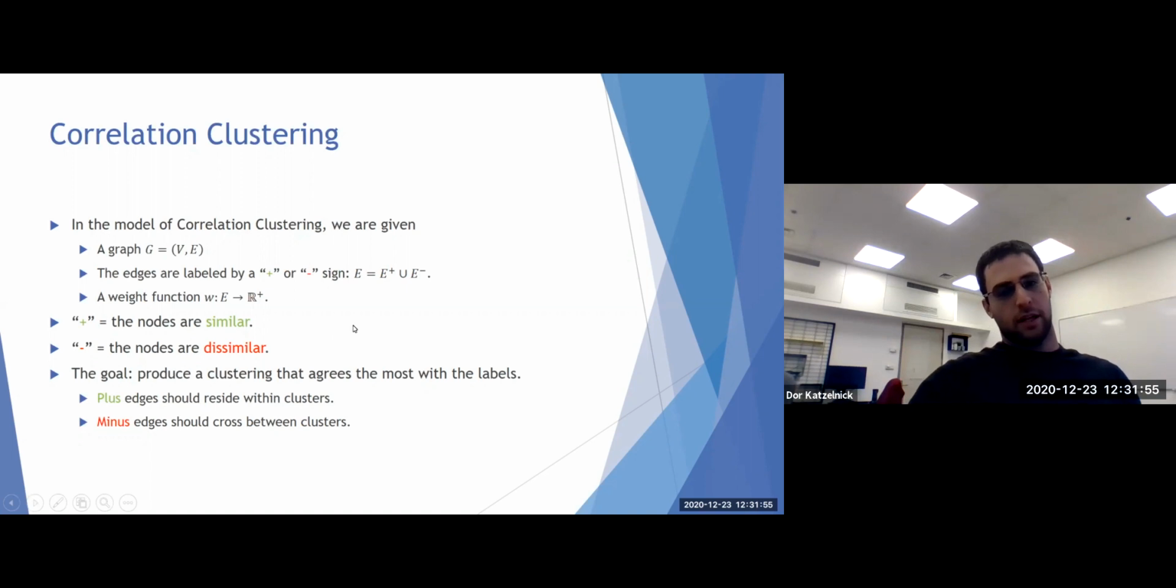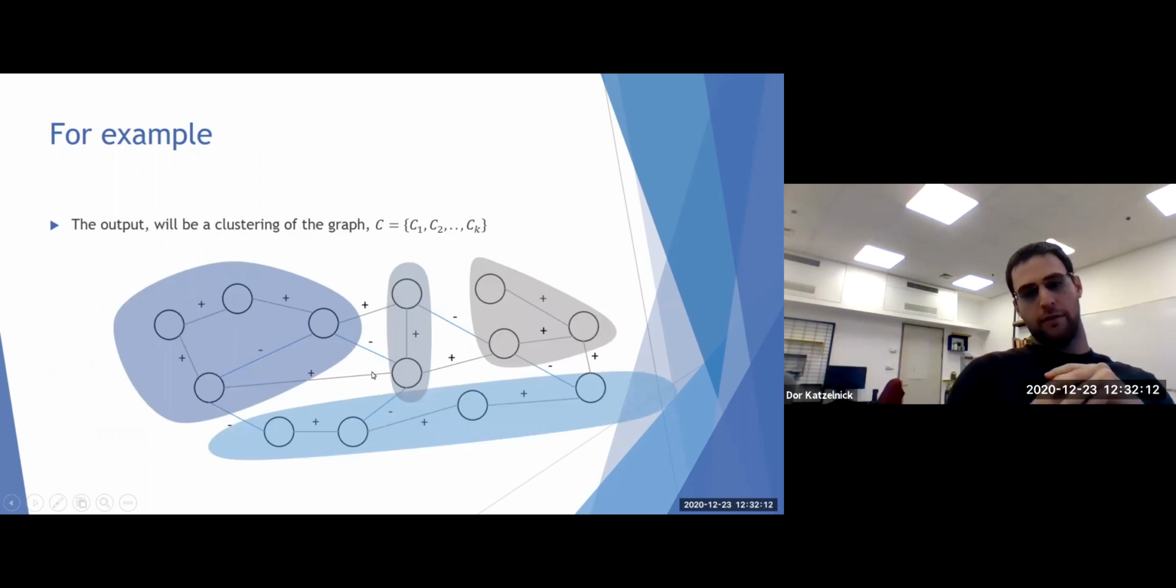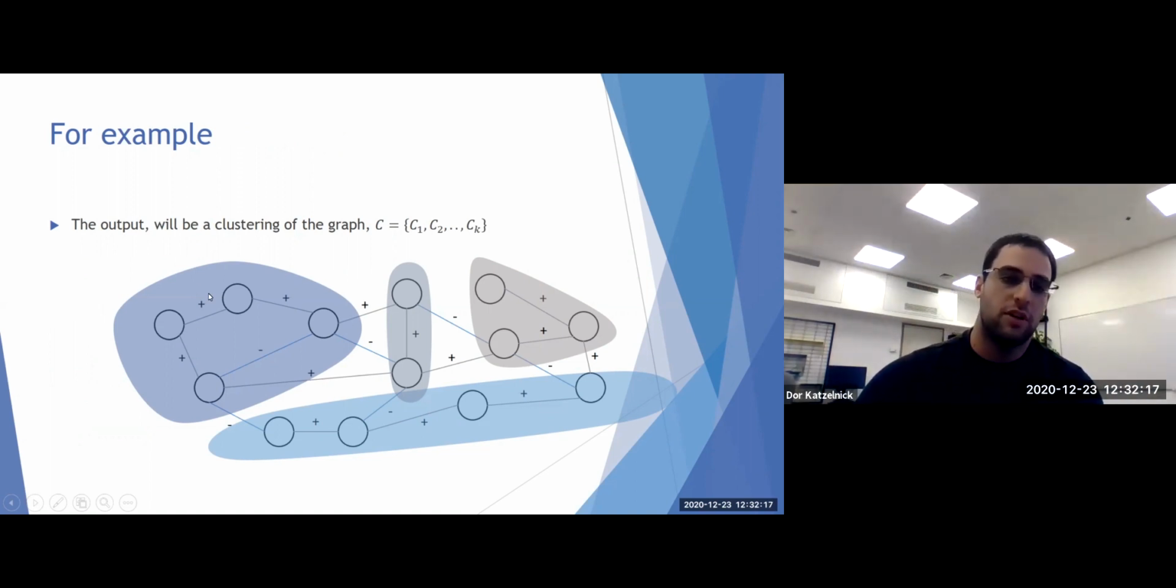Okay, so let's see an example. We can consider this graph. Here we have some nodes and some edges with a plus sign and some with a minus sign. And you can consider this clustering. Here we have 4 clusters, and some of the plus edges are within clusters, some cross between clusters, and so are the minus edges. Some are inside clusters, and some of them cross between clusters.